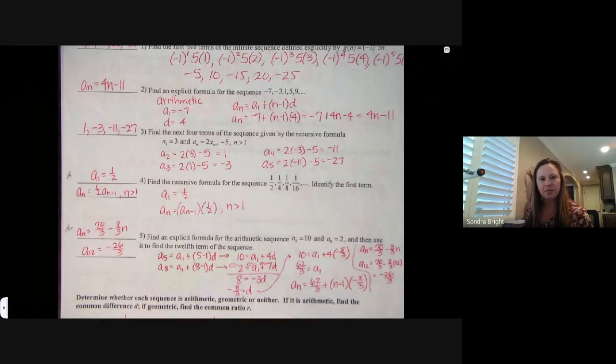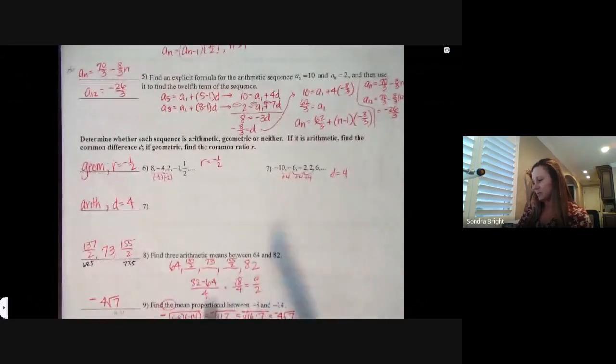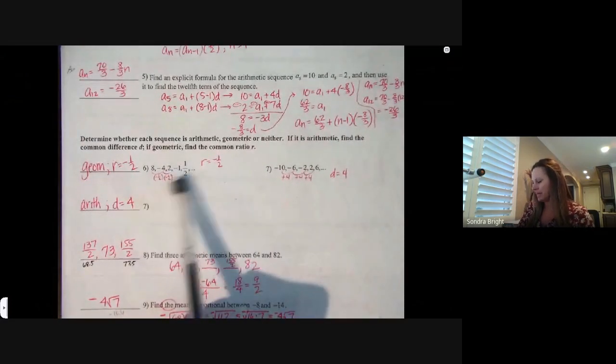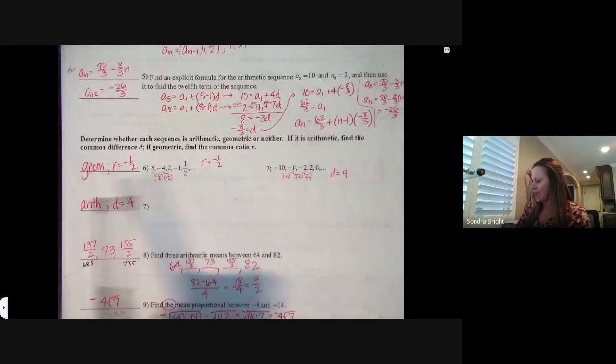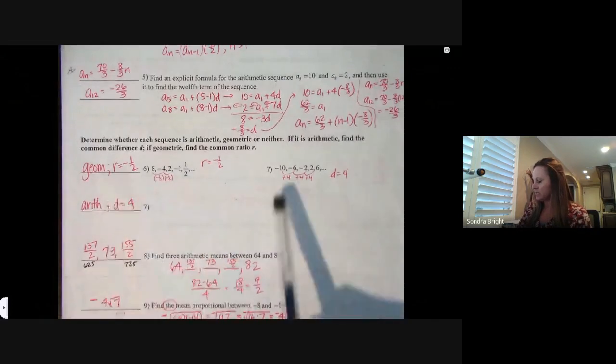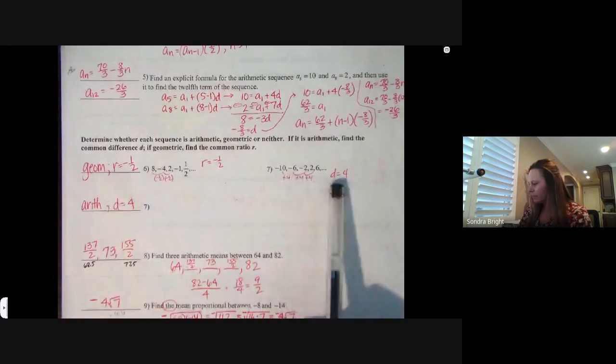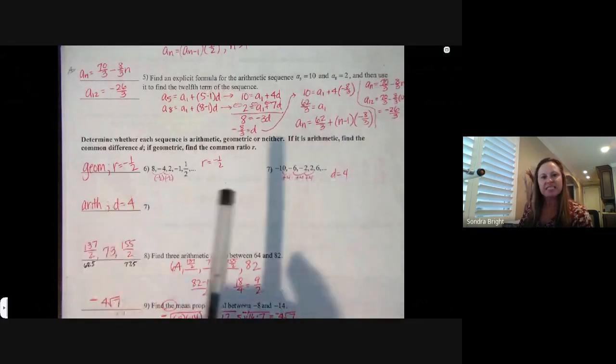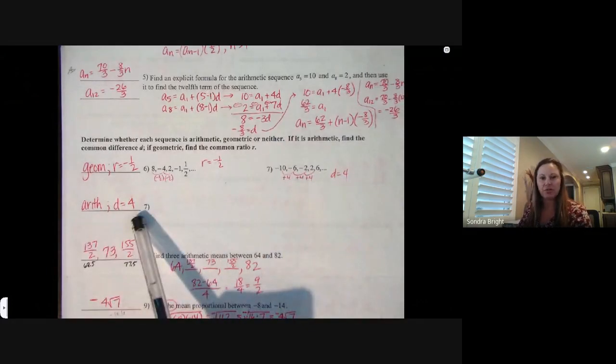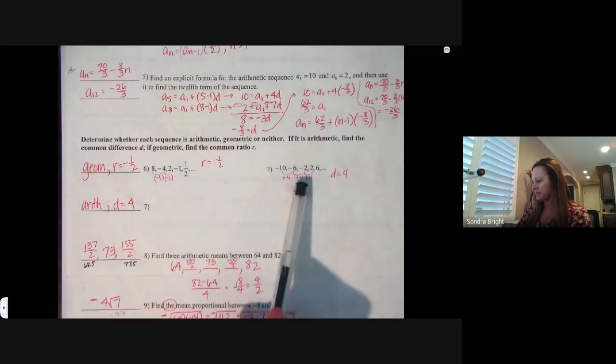Determining whether the sequence is arithmetic, geometric, or neither. This first one, we're multiplying by -1/2 to get to each term, so it's geometric, and your r is -1/2. This guy, you added 4 to get to the next term, so it's arithmetic, and the common difference was 4. It's neither if it's not geometric nor arithmetic. If you're not multiplying by the same number each time, or you're not adding or subtracting the same number each time, then it would be neither.